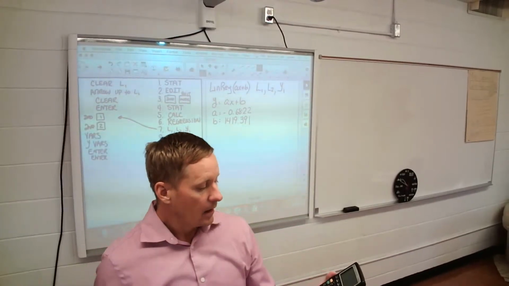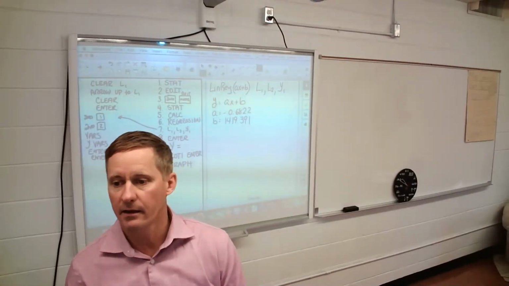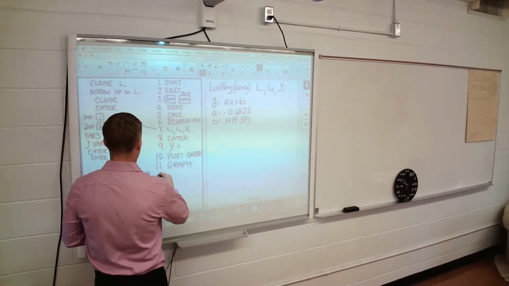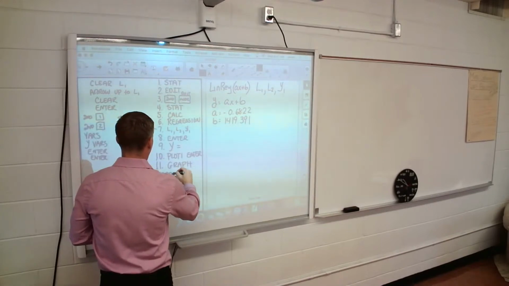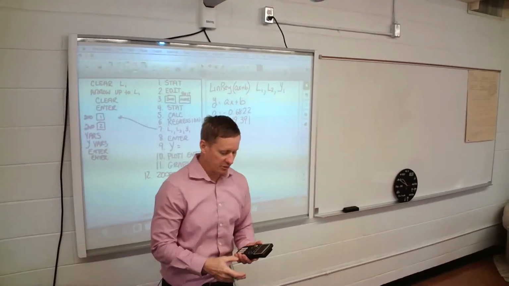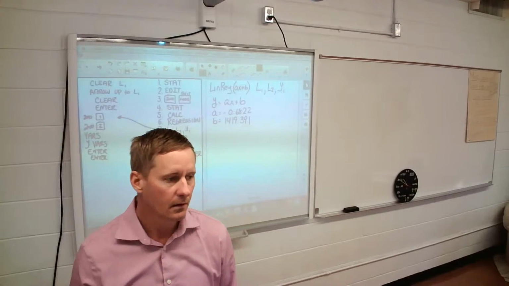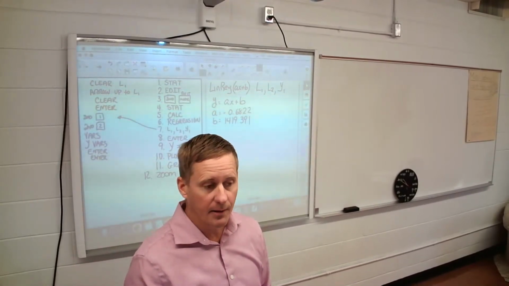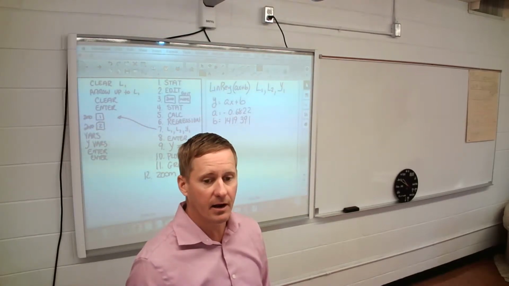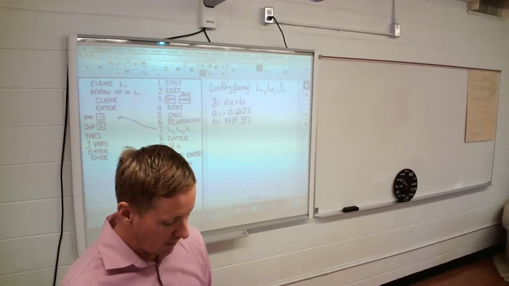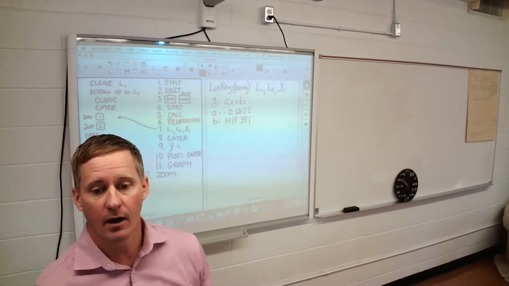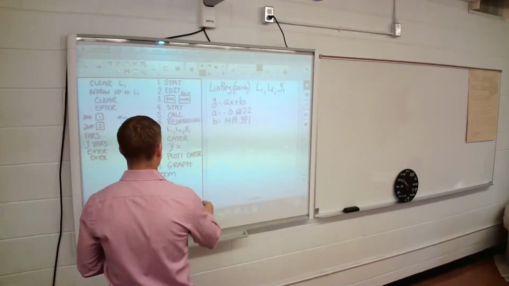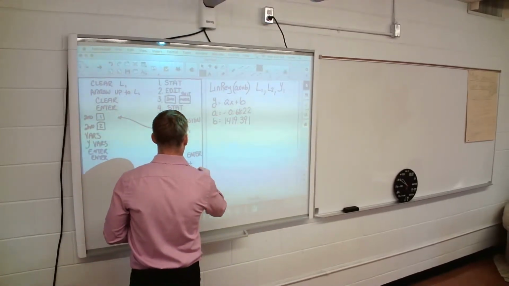Okay, now here's how you get your graph to work. This is the next step. In the middle at the very top row is the zoom button. So you go to zoom. Now you can scroll up or down. I'm going to scroll up because I know it's on the very bottom. I want to find zoom stat. On my calculator, it's 9. So you want to hit zoom stat and hit enter on it.